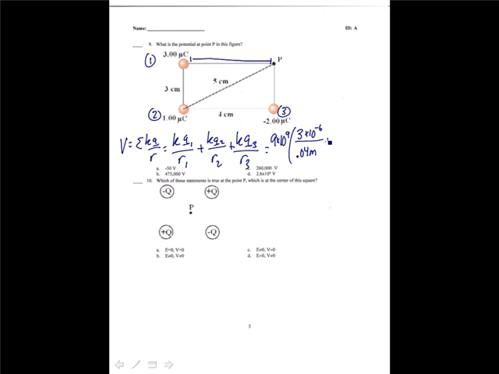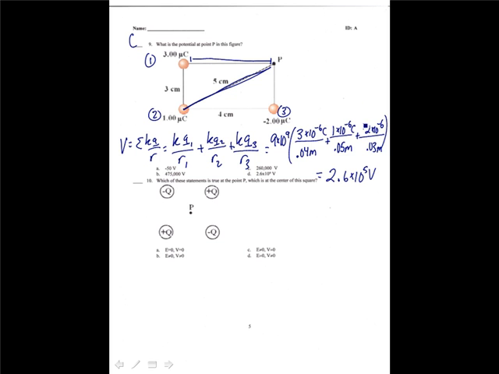plus Q2, which is 1 times 10 to the minus 6 coulombs, over 0.05 meters. That's this distance, plus negative 2 times 10 to the minus 6 over 0.03 meters. And put in the numbers, and you get 2.6 times 10 to the 5th. That's in volts, which is option C, 260,000 volts.